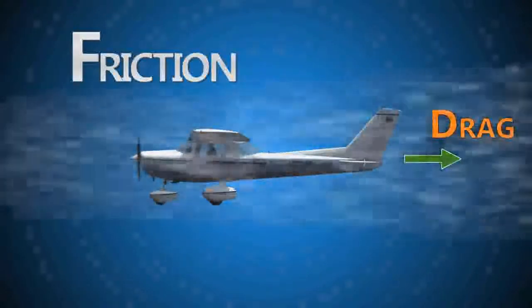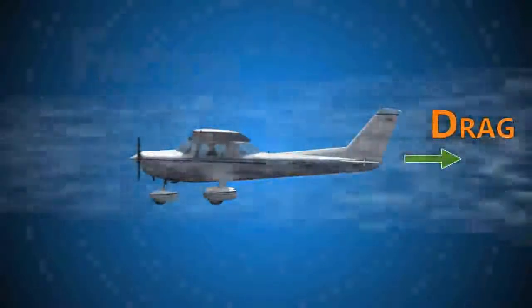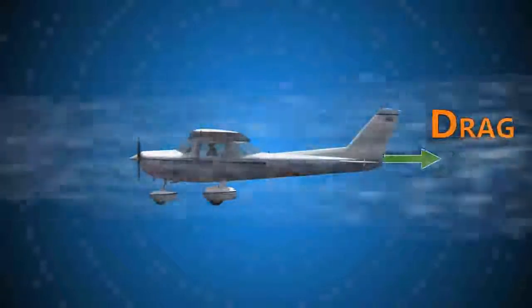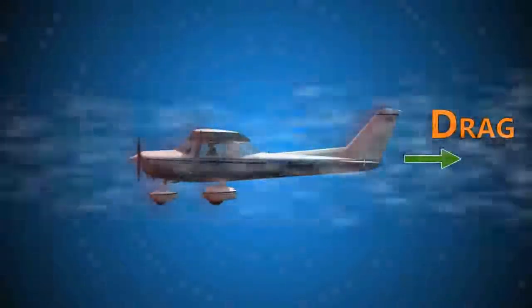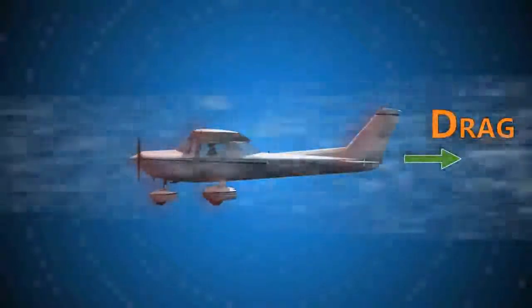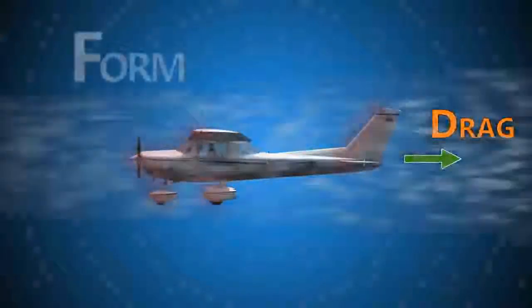Friction drag is caused by the airflow around the airplane. As the air goes around the airplane, it comes in contact with the aircraft and creates friction as it touches. This in turn creates drag.